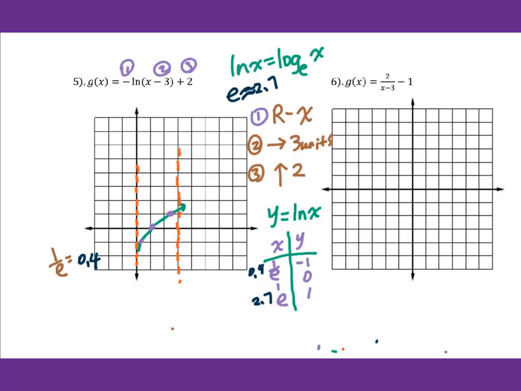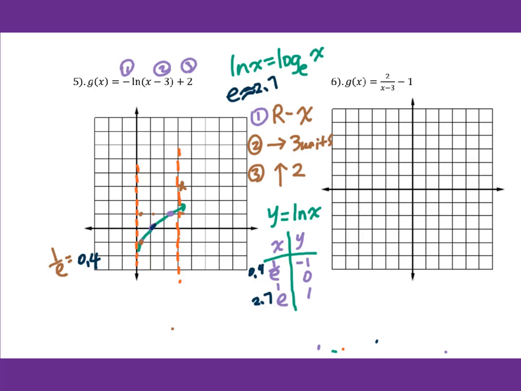For each point, you have to do this transformation now. So we got these points. Reflect across the x-axis, I go here. Then move to the right 3 units, go up 2. 1, 2, 3, go up 1, 2. It's here.